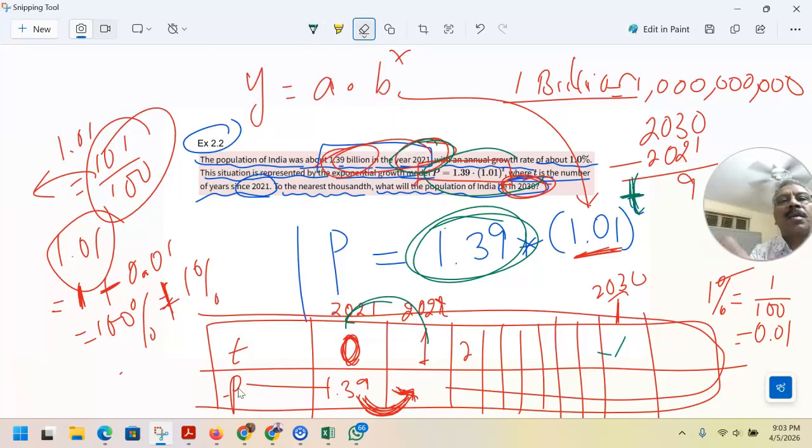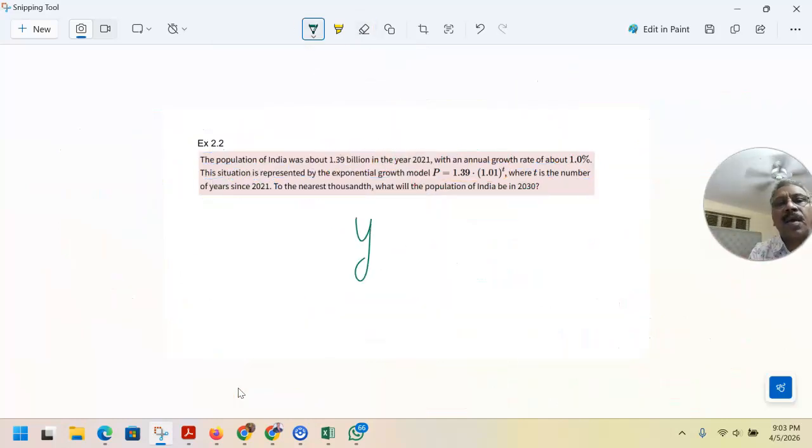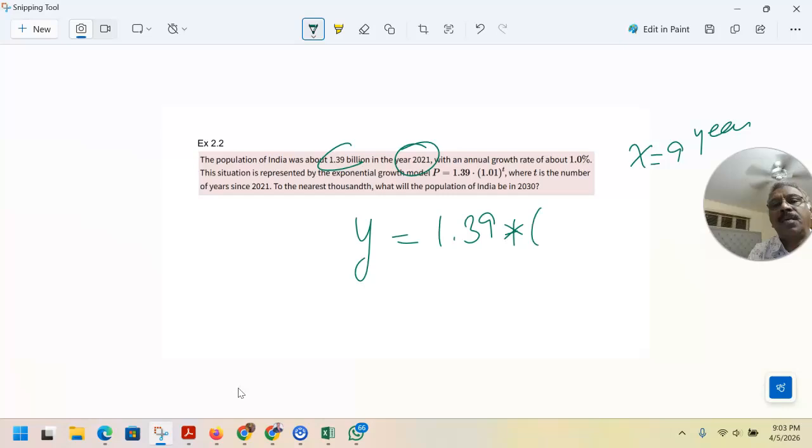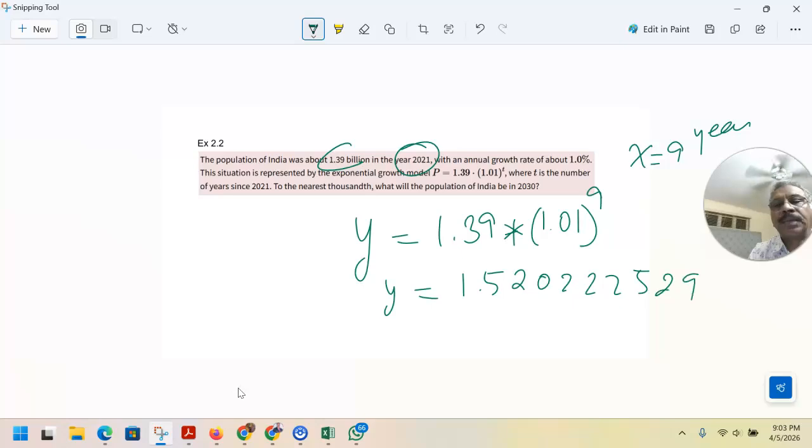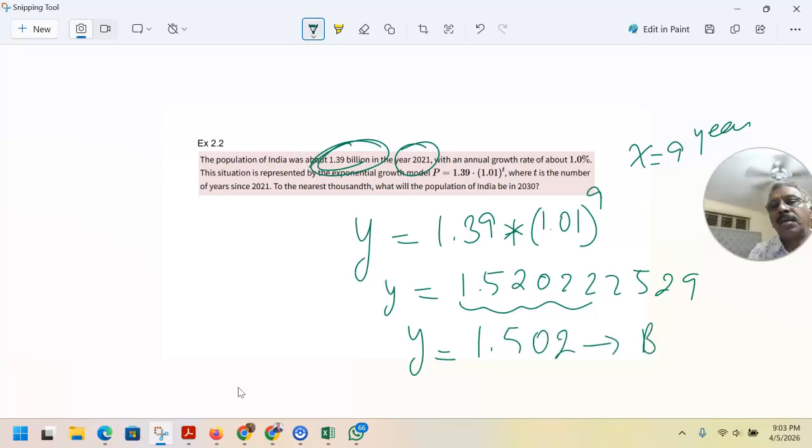So how do we show this? Nice work: y is 1.39, and remember your x is 9 years since 2021. So all you do is 1.01 raised to 9, and when we use the calculator, we got 1.5. You got it like this. And we can round it to, because this one was 1.39, so I'll write 1.502 billion. And you're done. That's all they're asking you to find out.